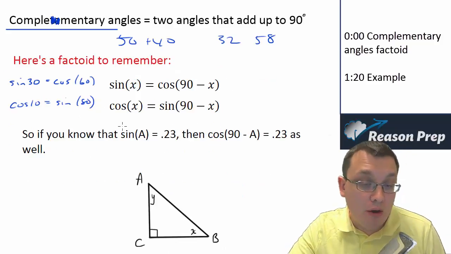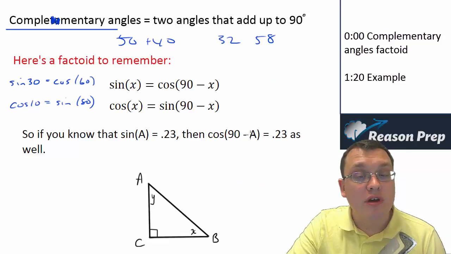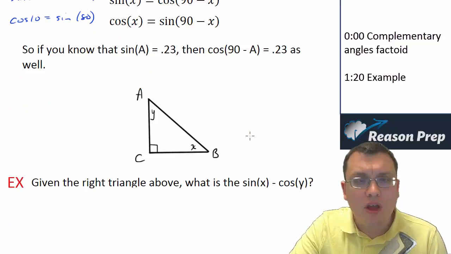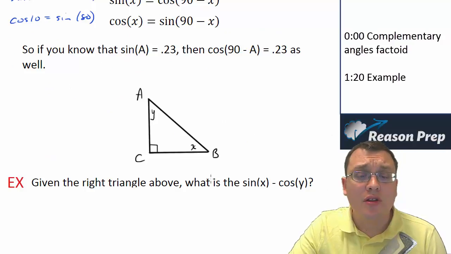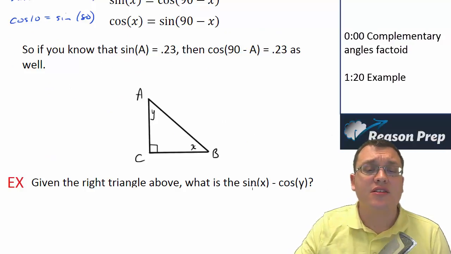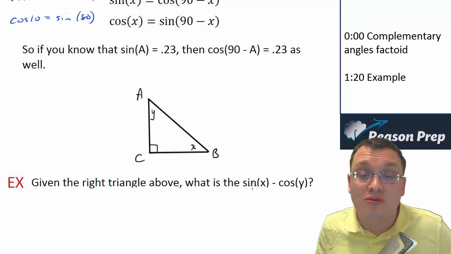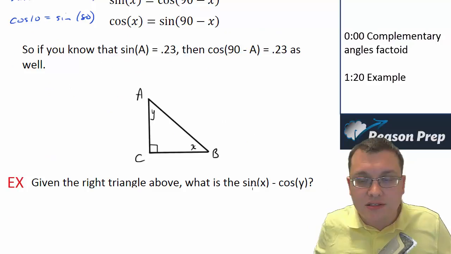So if you know, as we said, that sine of A is 0.23, then cosine of 90 minus A is also 0.23. So here's a question. Given the right triangle above, what is the sine of x minus the cosine of y? At first, this may seem impossible because we've got no numbers. We have no sides, no angles. How are we supposed to do this?